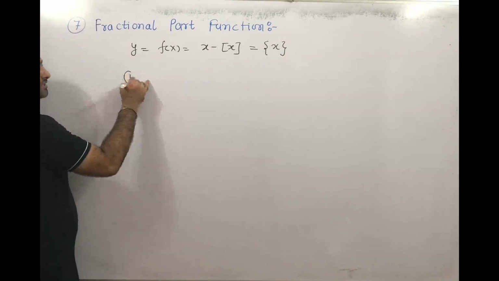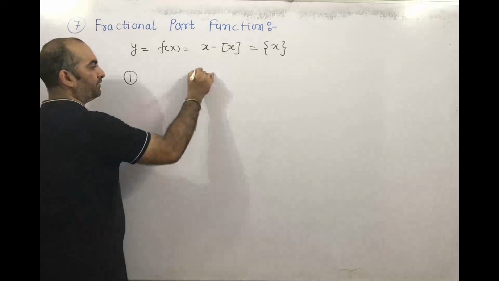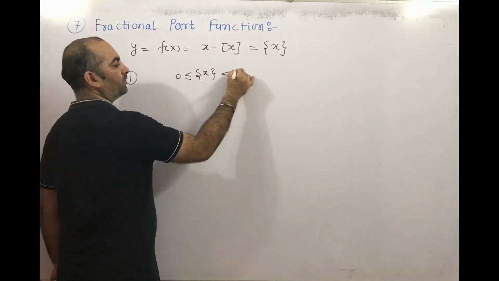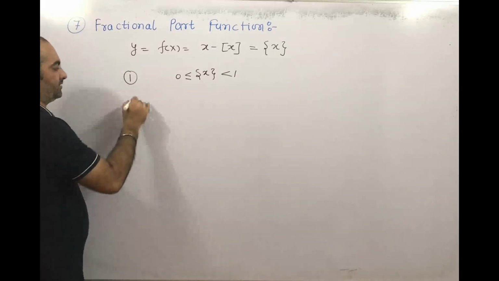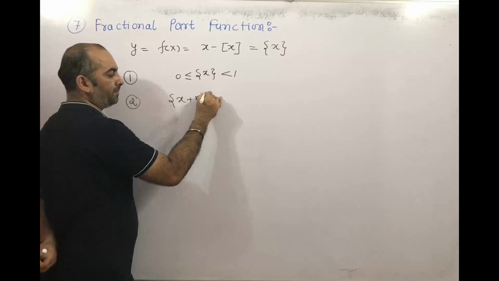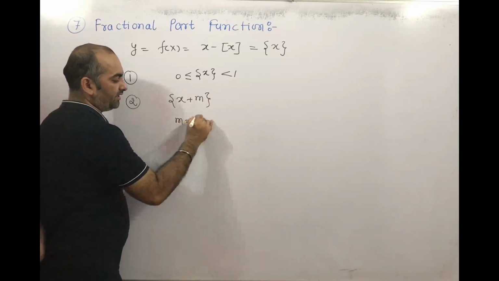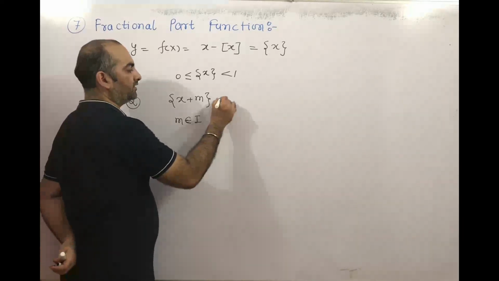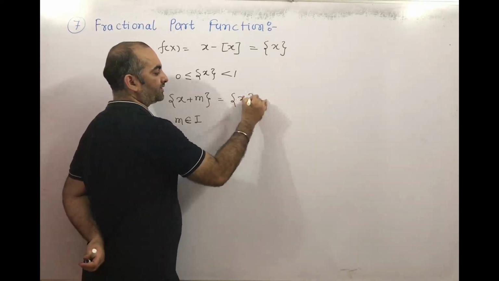The first property, which we have already done, is that the fractional part of x is always greater than or equal to 0 and less than 1. Second property: the fractional part of x plus m, where m belongs to the integers, is equal to the fractional part of x.